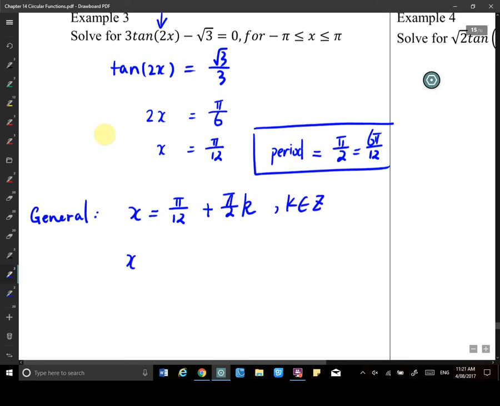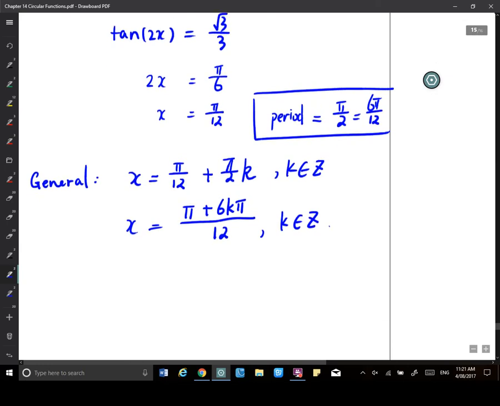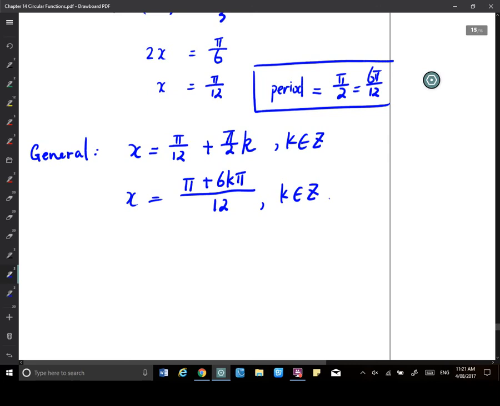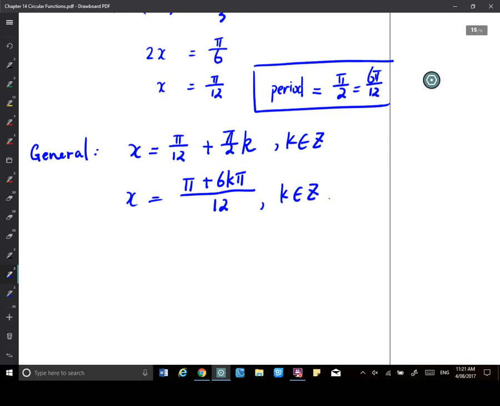Or I can make the same denominator. That's pi plus 6k pi over 12. That's a general solution as well. Well, they're the same. Basically, I just make the same denominator and put that in a whole fraction. That's easy for me to substitute k values.